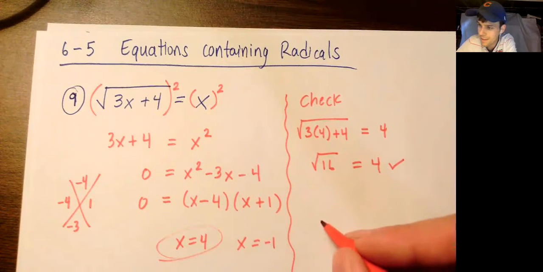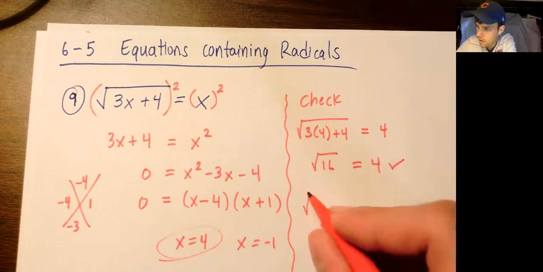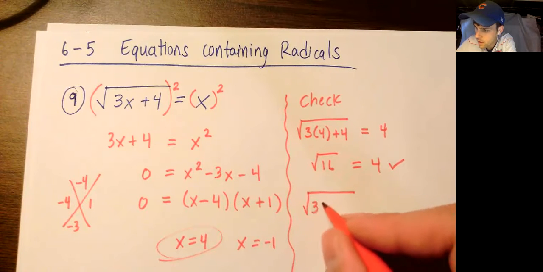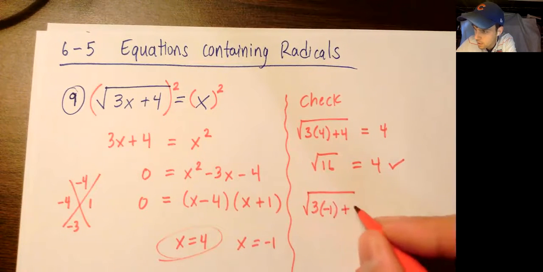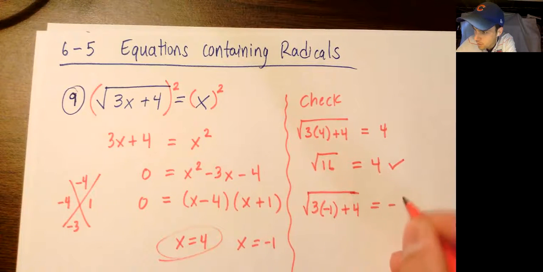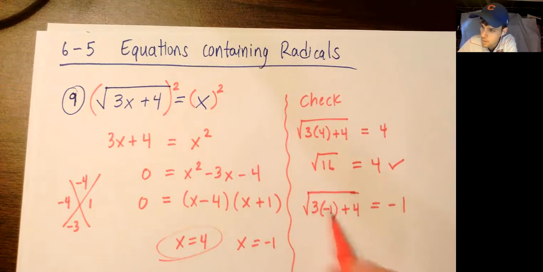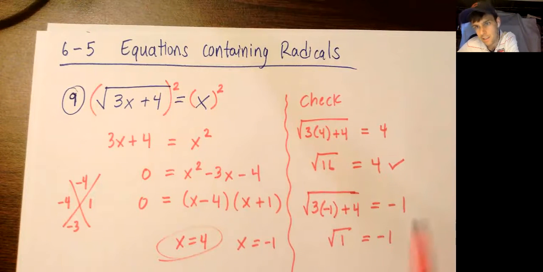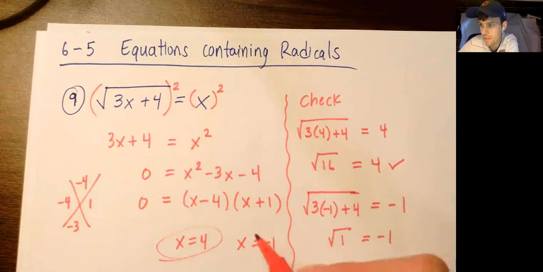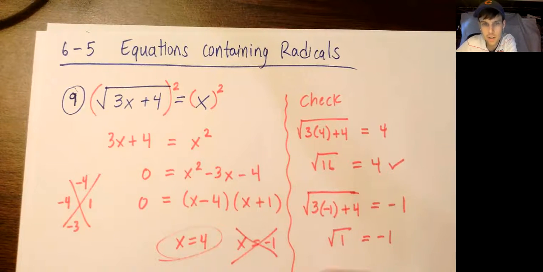All right, go ahead and do the next one. We have the square root of 3 times -1 plus 4 equals -1. Multiplying this, we get -3 plus 4, so the square root of 1 is equal to -1. Now technically the square root of 1 can be a negative value, but in general, when we evaluate things with square roots, we do not consider the negative root. So that's telling me that this is an extraneous solution. So the only solution to the original equation here is 4.